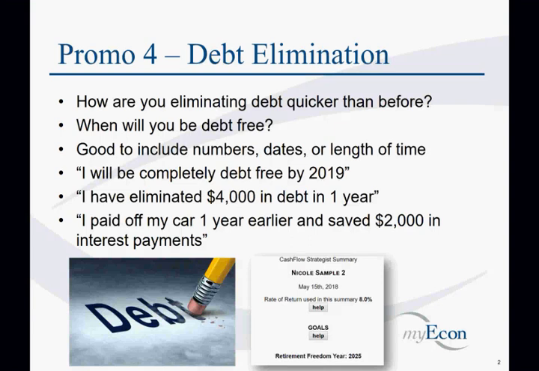You can also use an example for debt elimination of how much debt in total that you've eliminated over a period of time. In the second example, I said I've eliminated $4,000 of debt in a year. It could be so far this year. It could be since I've joined myEcon in the period of time. It could be for 2017. You can break it down. And the good part about our promos is it can be situational based on the situation that you're in, depending on who you're talking to.